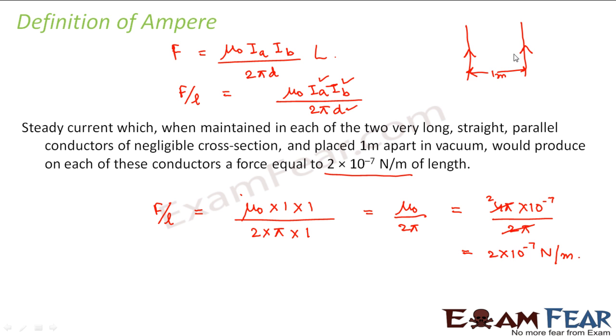So when the current in each of these conductors is 1 ampere and the distance between them is 1 meter, in that case the force experienced by each of these conductors is 2 into 10 to the power minus 7 Newton per meter. So this is how Ampere defined 1 ampere of current after his observation. Right?